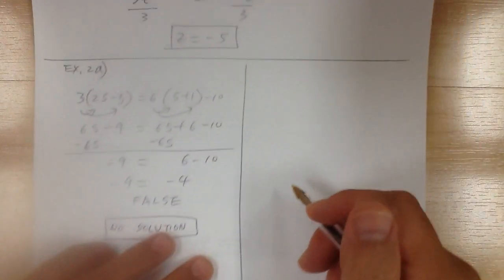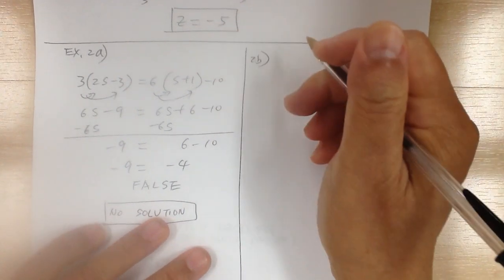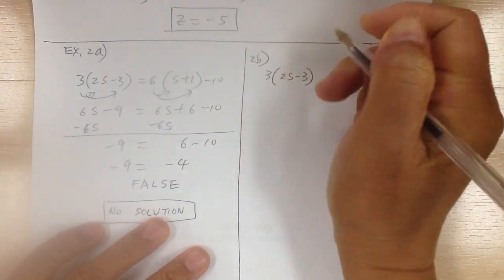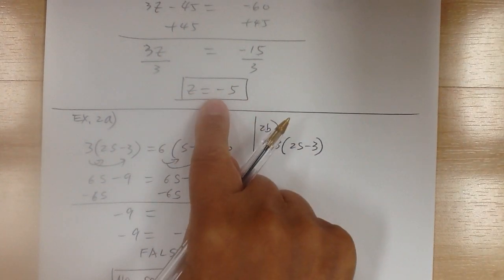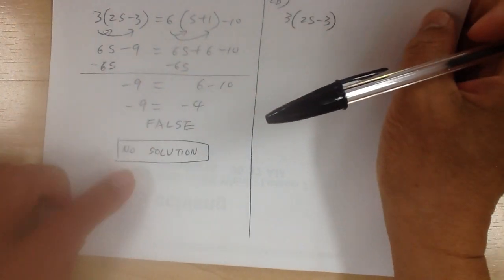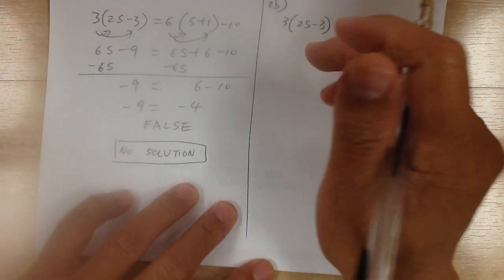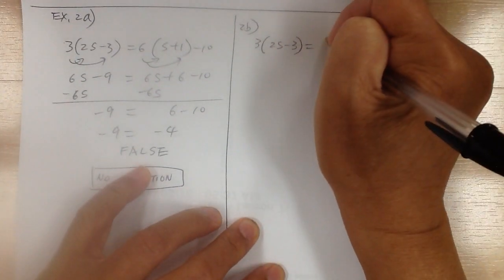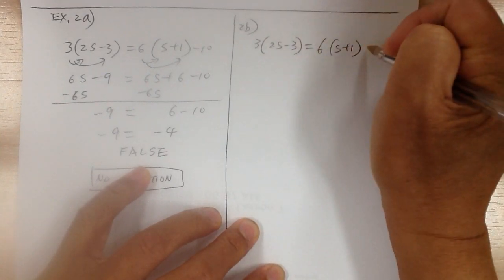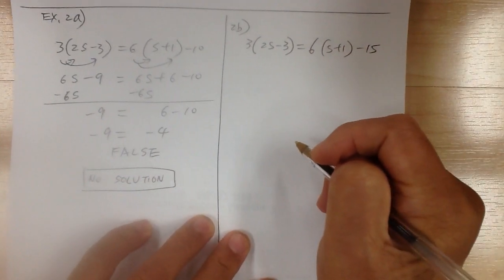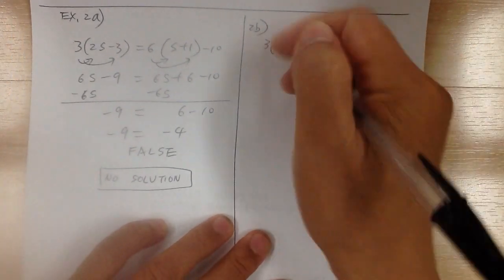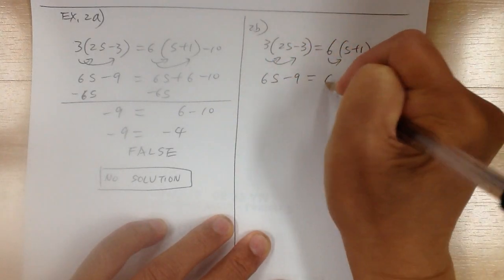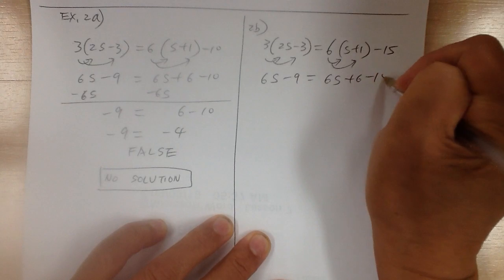Now let's do 2b. We have 3 times 2s minus 3. When you have the variable, you're going to have an answer. When you don't have a variable and it's false, it's going to be no solution. This one is the other example: 6 times s plus 1 minus 15. Multiply it out, so you get 6s minus 9 equal to 6s plus 6 minus 15.